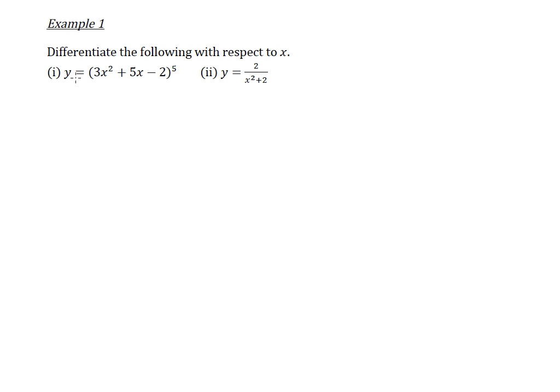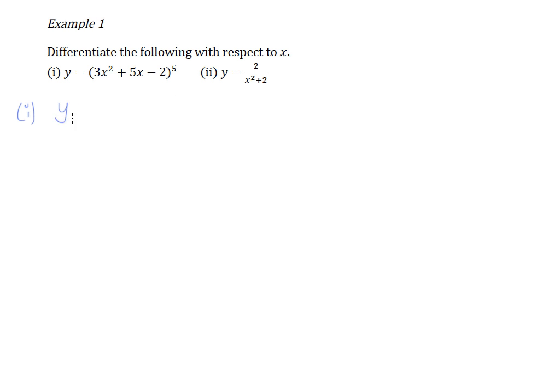Now, in this example, we'll see how we use the chain rule to differentiate two expressions like this. One way you can think about the chain rule is to think about it in terms of layers. So you differentiate layer by layer. Let me demonstrate what I'm talking about.